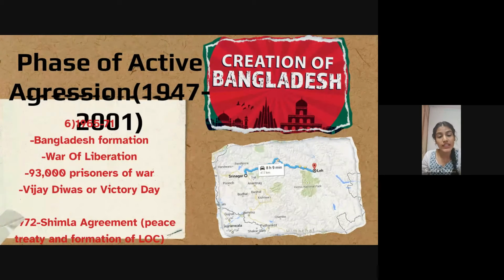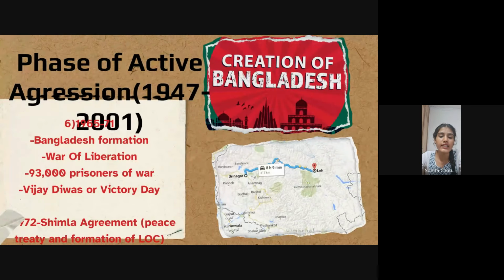And after that there is a 13-day war, and in that Pakistan was defeated very badly, and 93,000 prisoners of war were captured by the Indian army. And this was the second largest troop surrender after World War II. And to commemorate this day, we celebrate it as Vijay Divas or Victory Day.